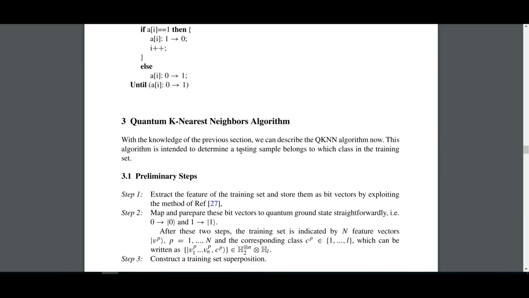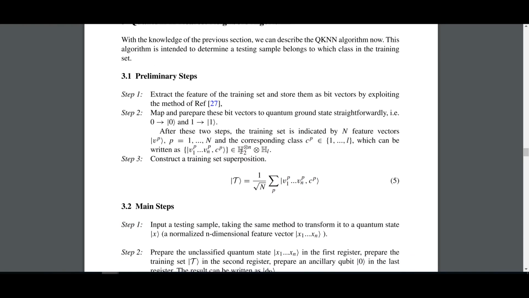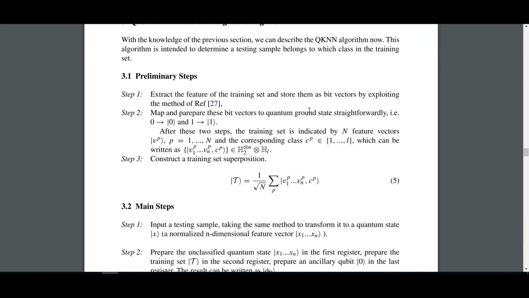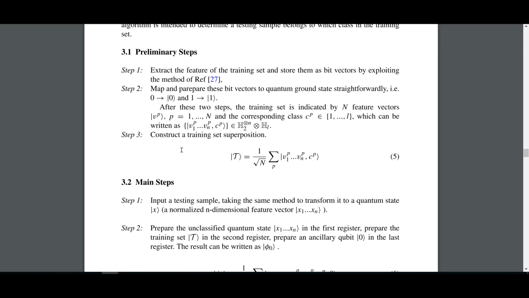Okay, good. So here they describe the algorithm. There's a preliminary step. It's basically 3 steps, and I think the first steps 1 and 2 happen beforehand. Extract the features of the training set and store them as bit vectors. So this is just transforming your data into bit vectors and then mapping them into qubits, so 0 into state zero and 1 into state one. At the end your training set is a set of vectors, and then step 3 is to construct a training set superposition.